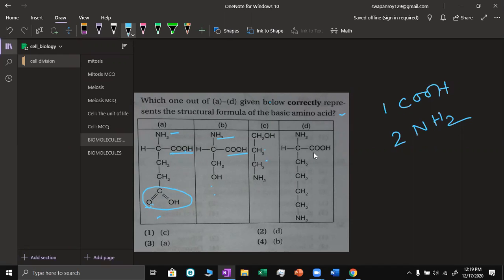This one has one carboxylic group, one amino group, and see here another amino group at the end, in the R chain. This is the R group. In the R group there is another amino group. So amino group means it is basic. So our answer will be: option one is C, C is not the answer. Option 2 is D. So our answer is 2.